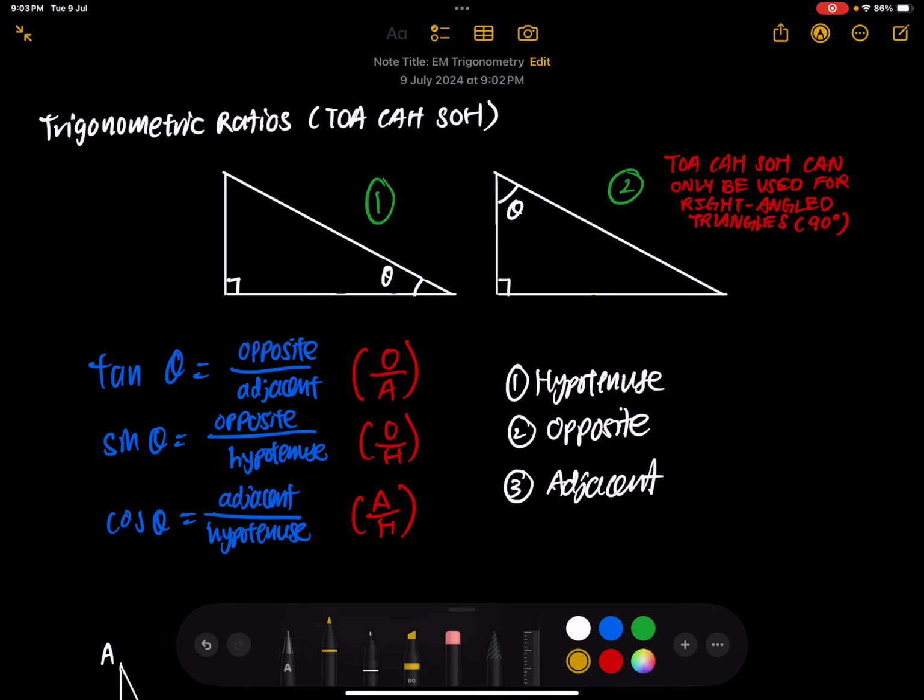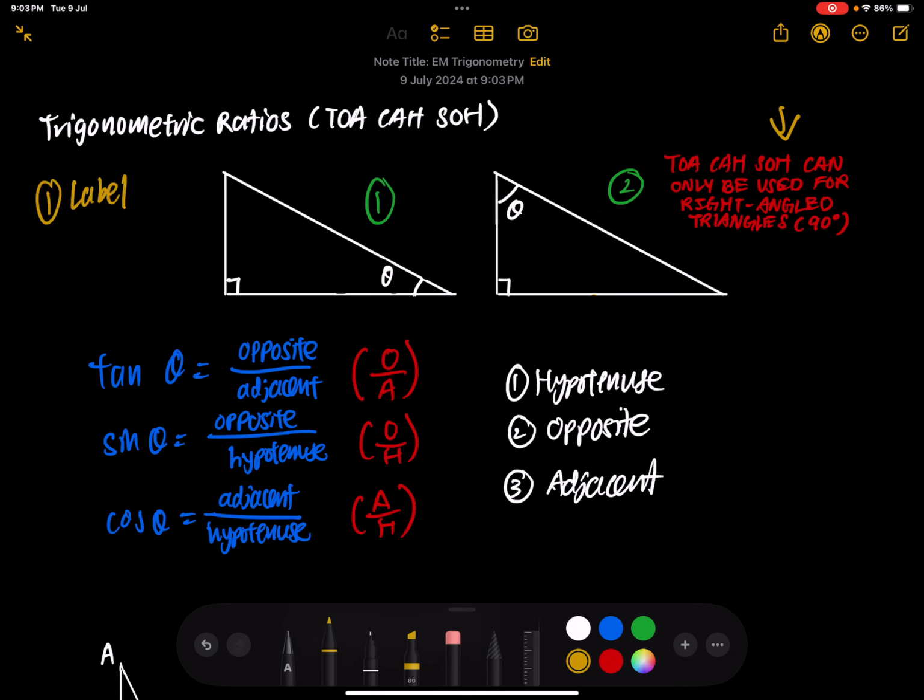Okay, first thing, whenever we do SOHCAHTOA, I always need to know that SOHCAHTOA can only be used for a right angled triangle. So if it's a weird triangle with no 90 degrees, you cannot use it. Now, when we do SOHCAHTOA, the first thing we must do is always label the triangle. So step 1 is always label the triangle.